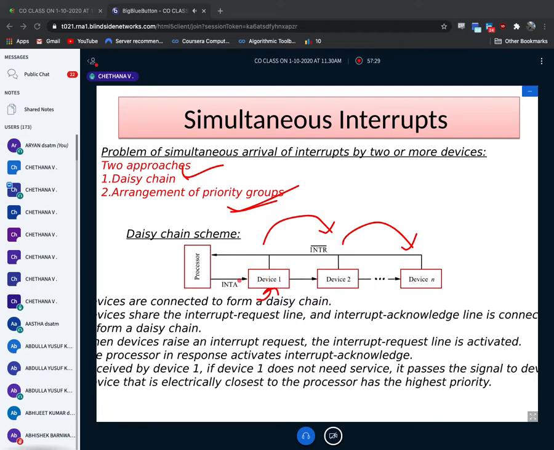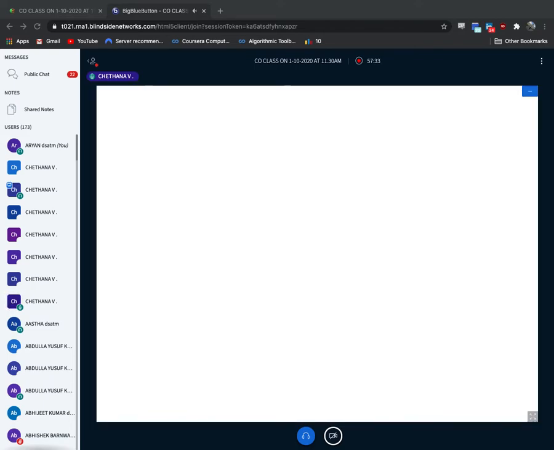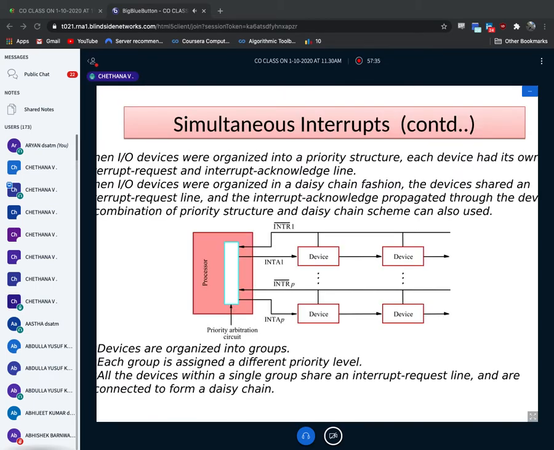Then I'll take the next one. What is the second one? Arrangement of priority groups. This is a simple example. Suppose you take our PM. You have states, and all CMs are equal to me. All CMs will request some service. So the PM should provide a priority to each and every CM. But still, in that, can I make some groups?